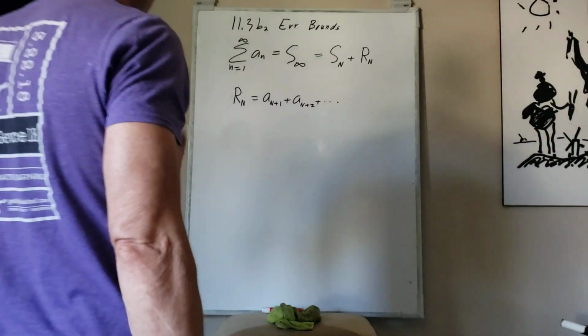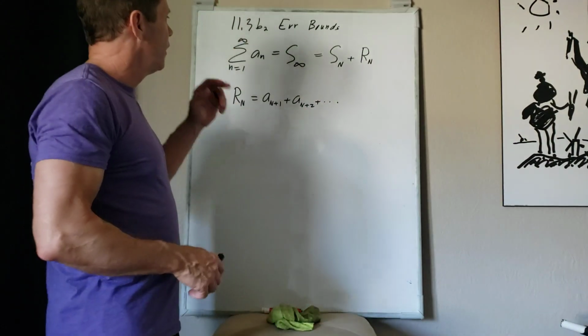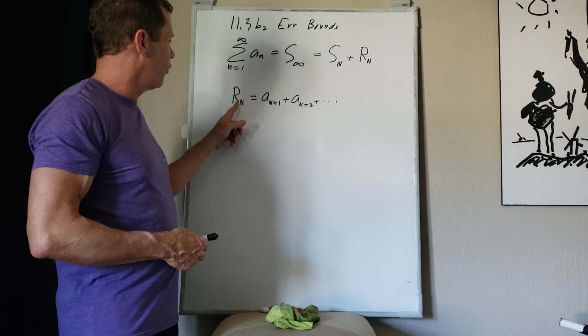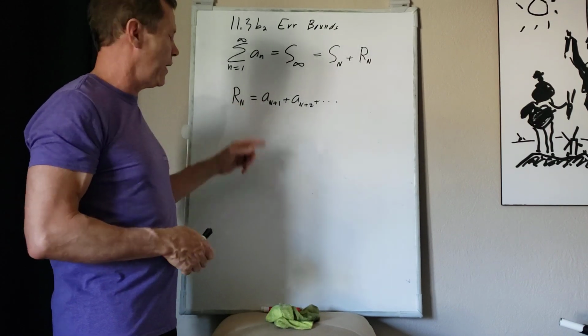Okay, so now I'm going to continue where we left off. I'm going to try to find an error bound for this remainder, something that bounds this remainder.